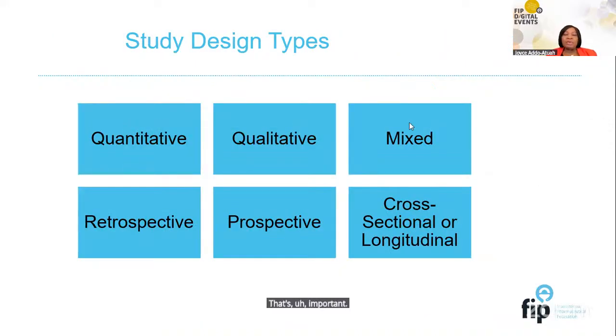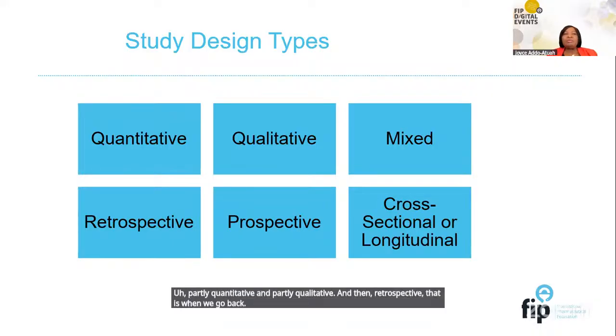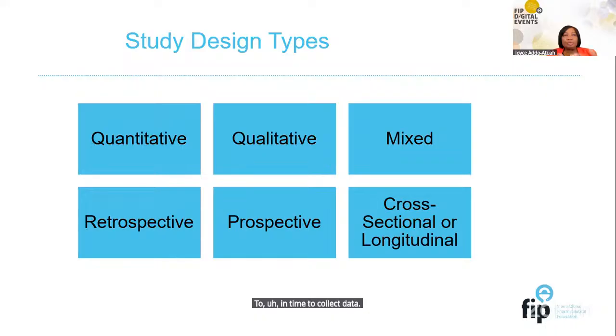So in terms of study design types, we have quantitative design types, we have qualitative, we have mixed methods, where we have partly quantitative and partly qualitative. And then retrospective, that is when we go back in time to collect data to answer the research question. Prospective is when we are collecting the data as the research unfolds.